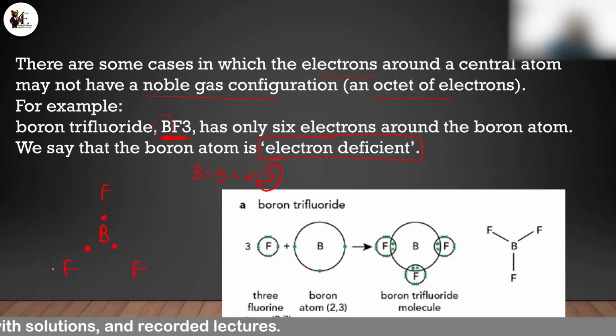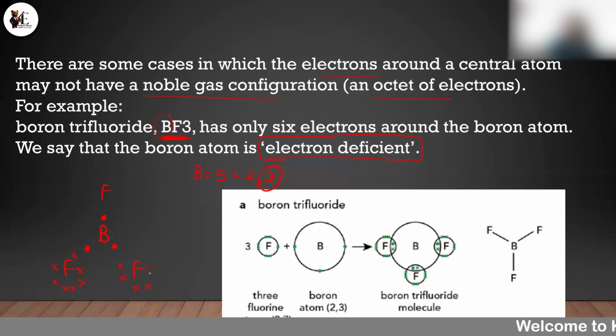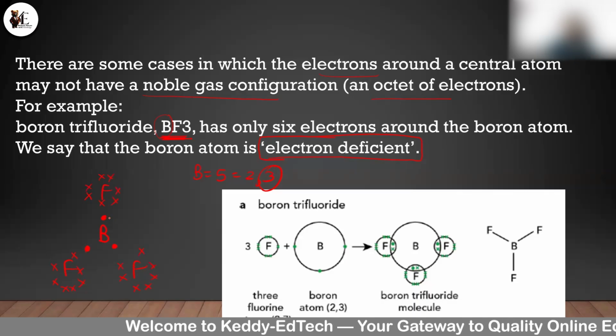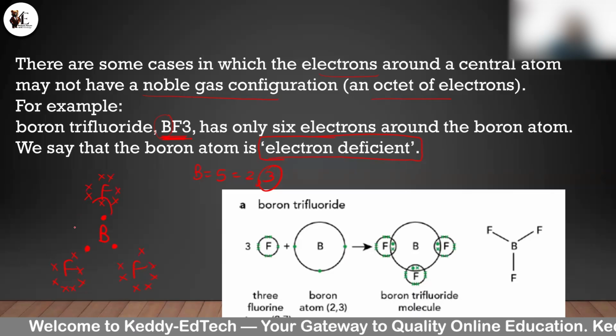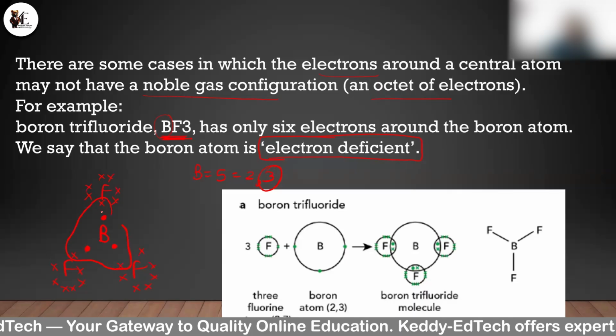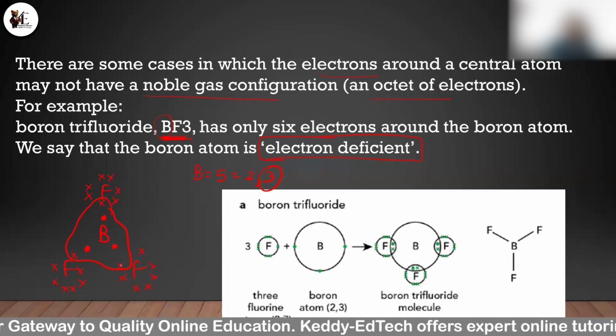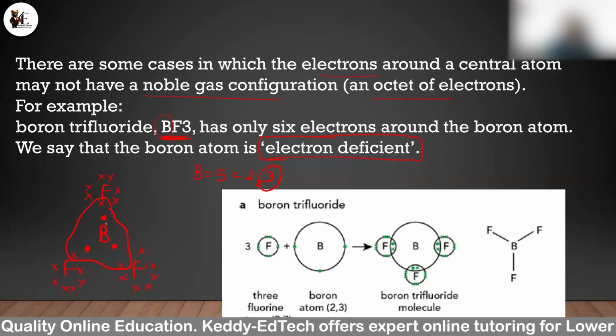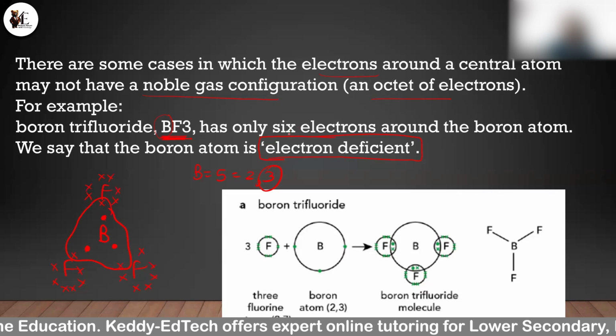Fluorine has 7 valence electrons, 1, 2, 3, 4, 5, 6, 7. So fluorine completes its octet by sharing 1 electron from boron. But boron, after sharing 1 electron with each of the fluorine atoms, doesn't complete its octet. It has only 6 electrons. You can count 1, 2, 3, 4, 5, 6. So the central atom boron only has 6 electrons around it.